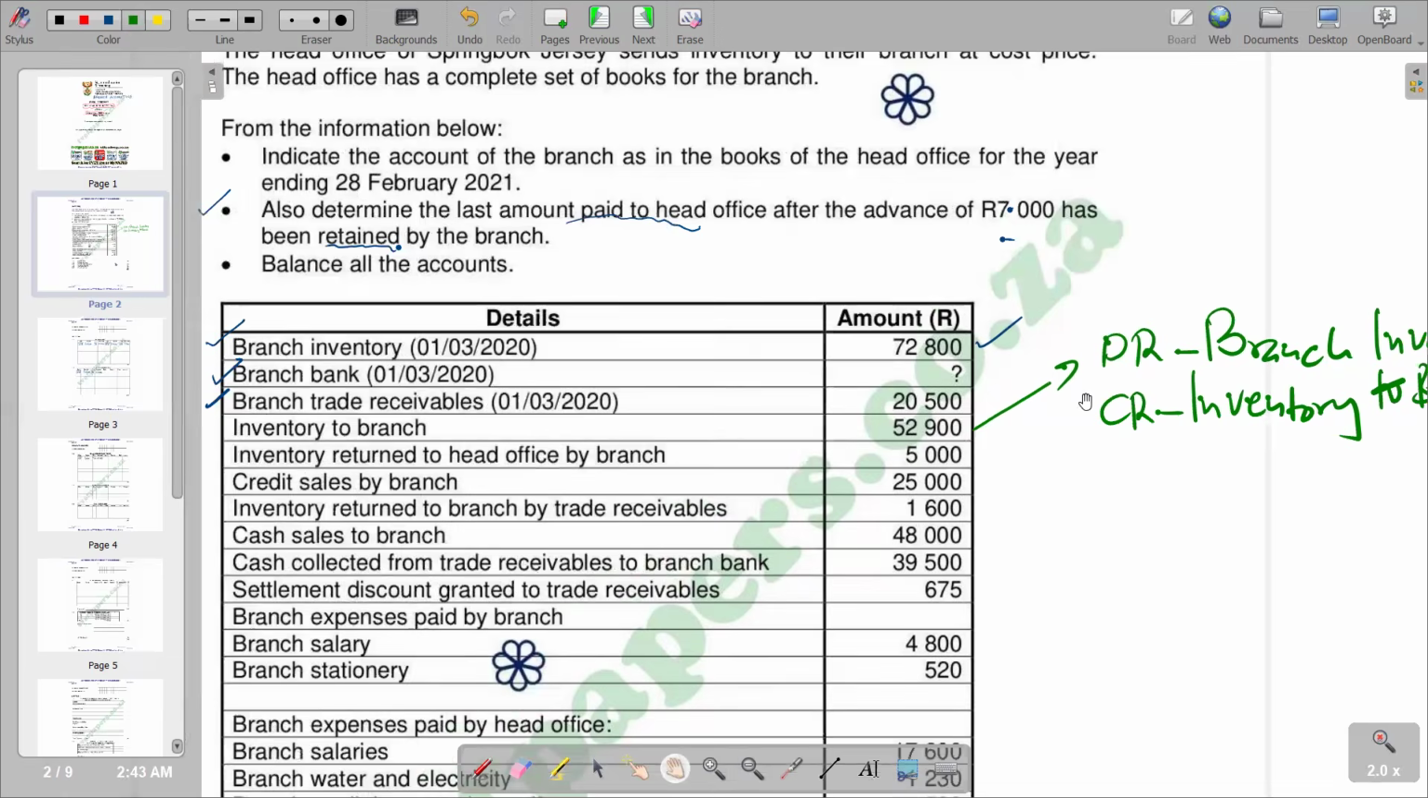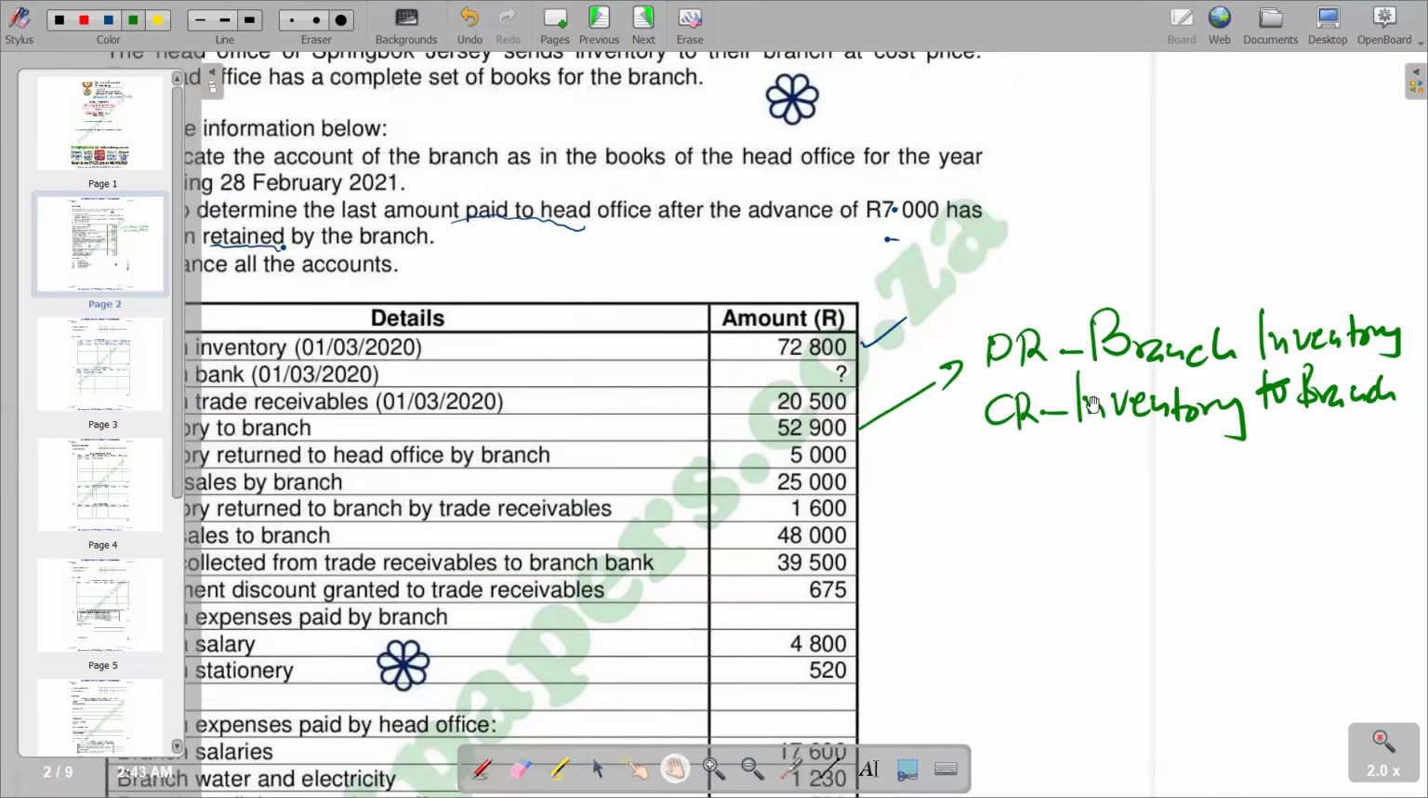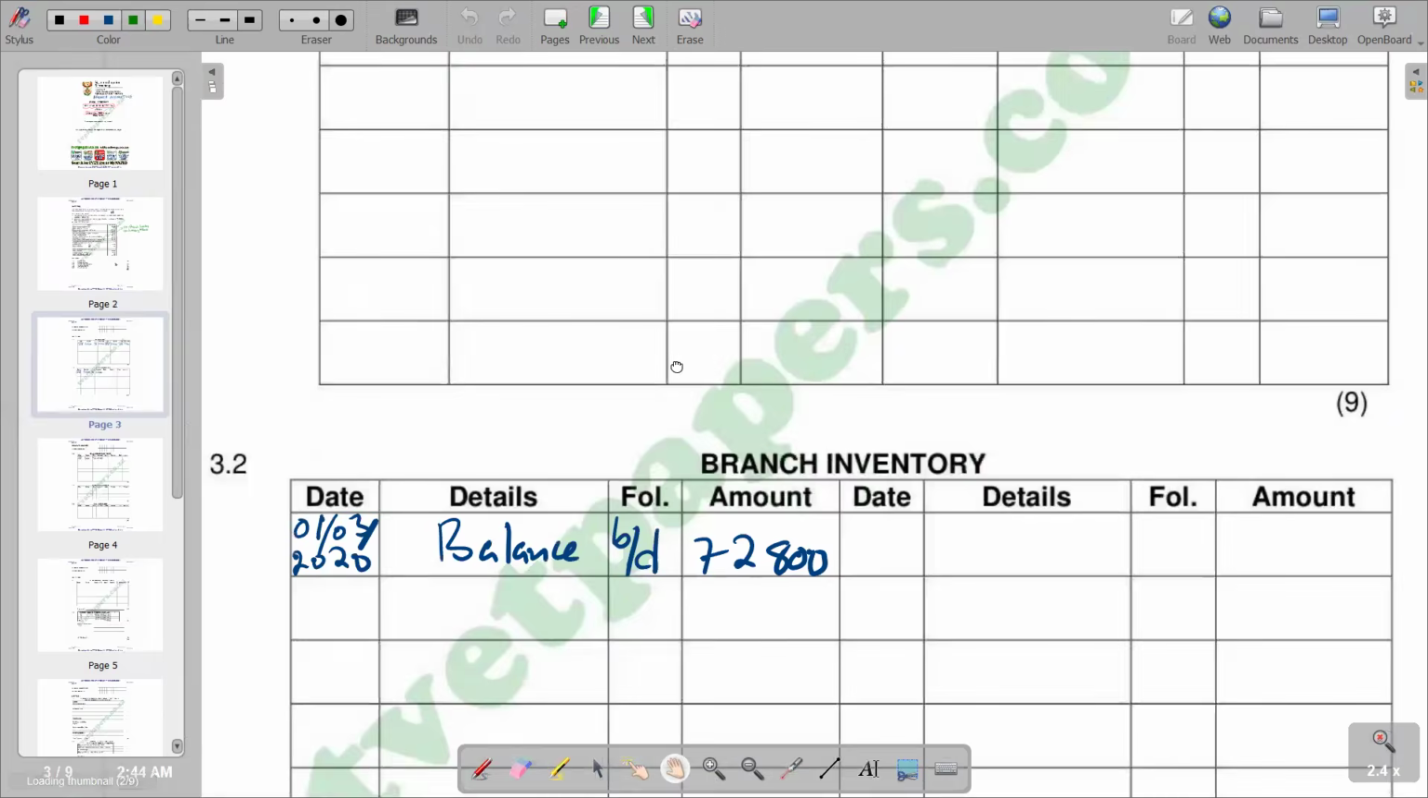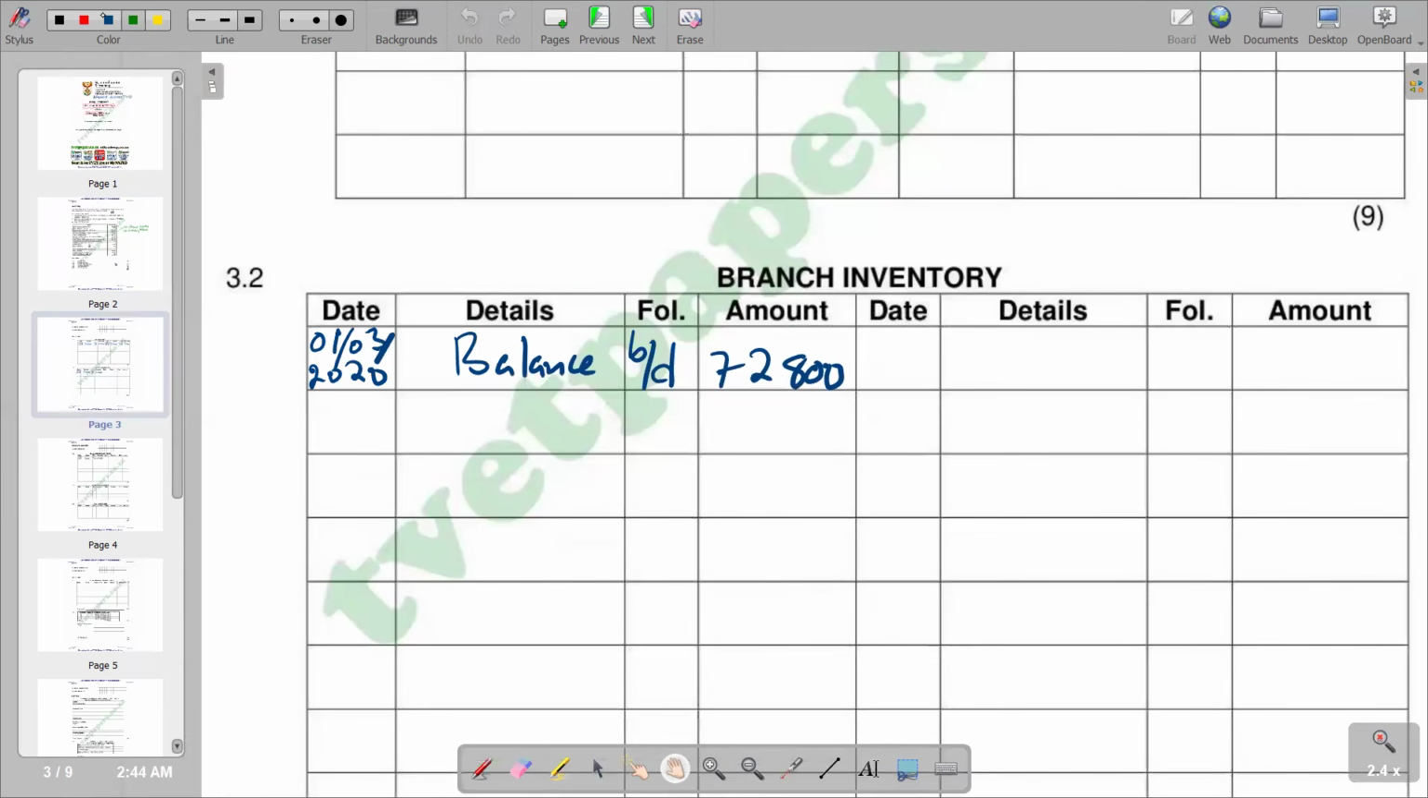So this is the double entry involved with an adjustment of inventory to branch. We all have these two accounts in our question. So we are going to debit side of branch inventory and put 52,900. So we come here, branch inventory, we have it here. So we're saying this is going to be inventory to branch. So we can just indicate that this is inventory to branch. And we are saying the same amount now, we credit it to the inventory to branch account.